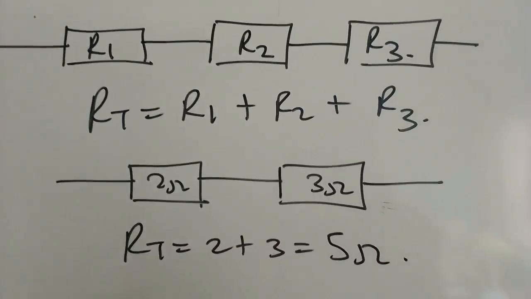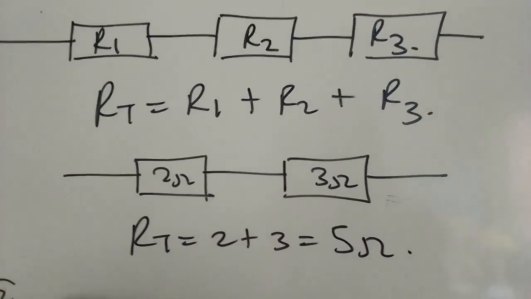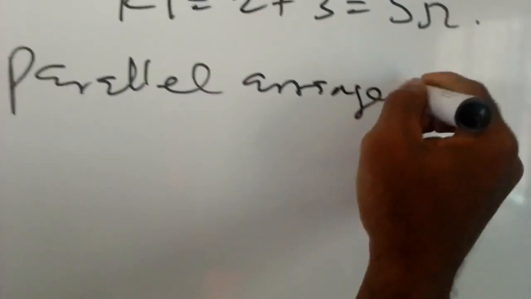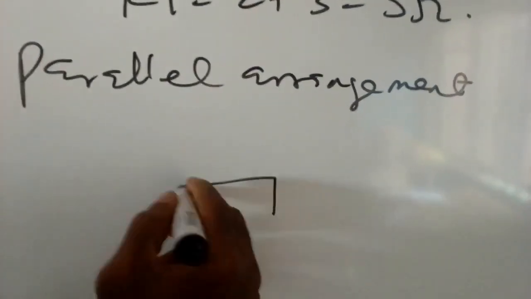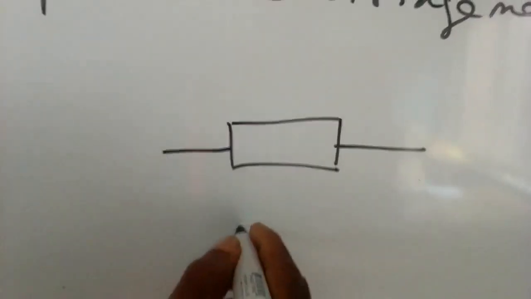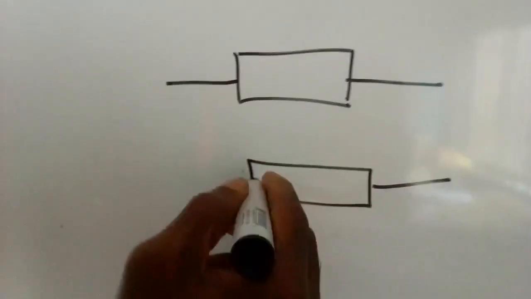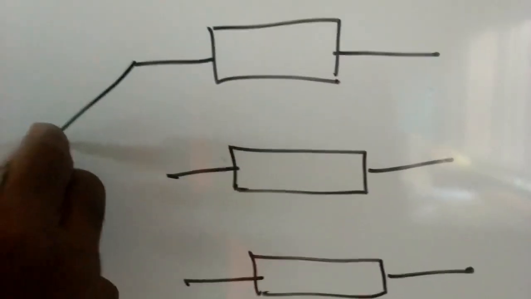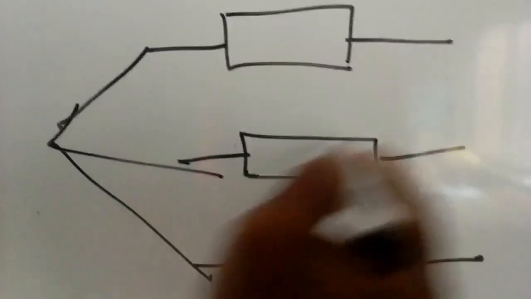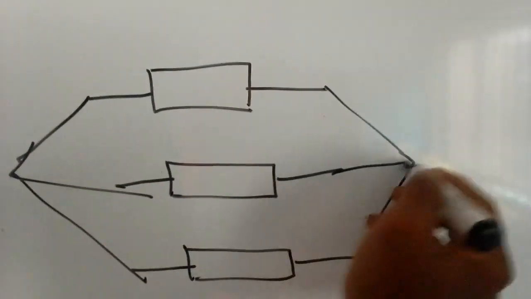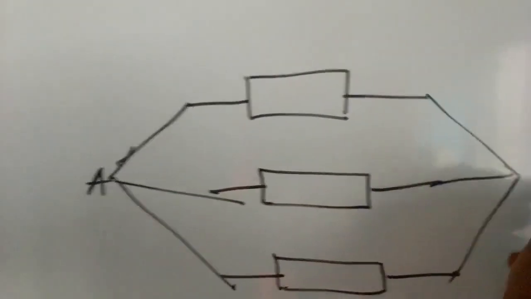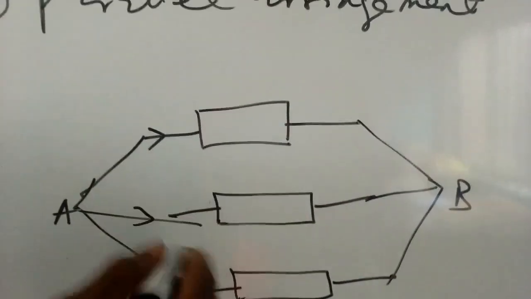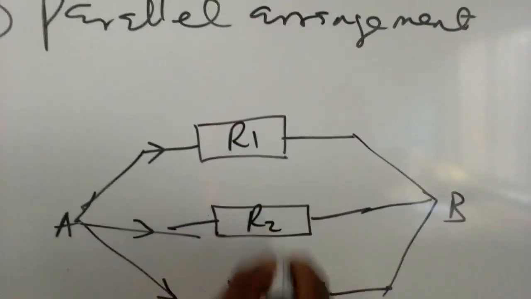The next arrangement of resistors, as I said before, is the parallel arrangement. In this one, the resistors are placed parallel to each other with their lines meeting at 2 points. We have this coming down there, and they are joined at 2 points, A and B. The current comes in, and we can call these R1, R2, and R3.